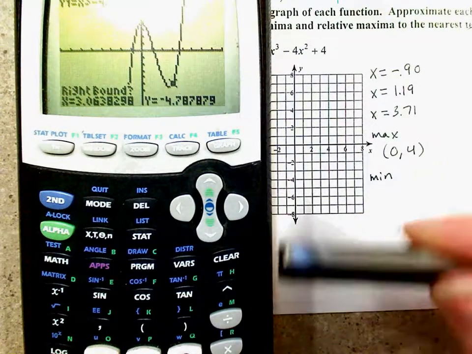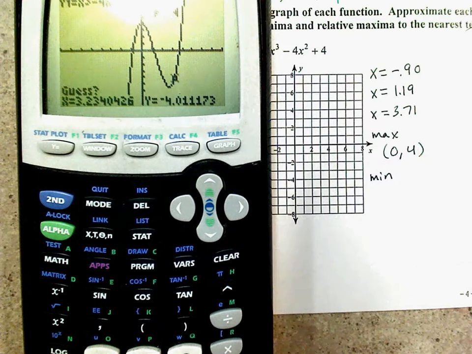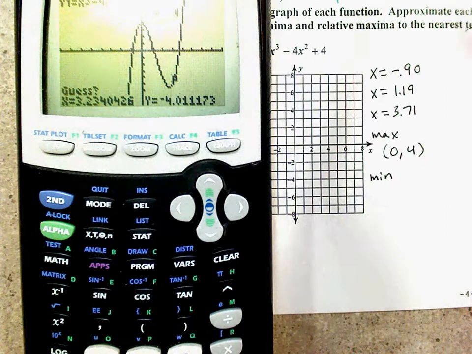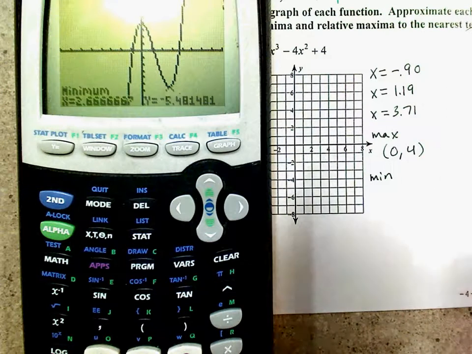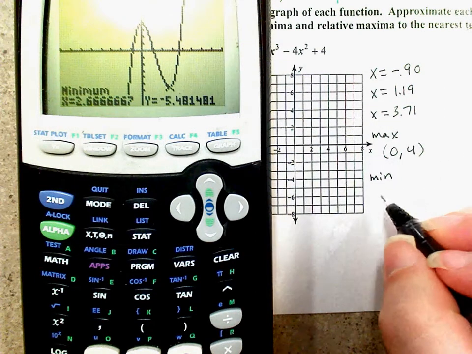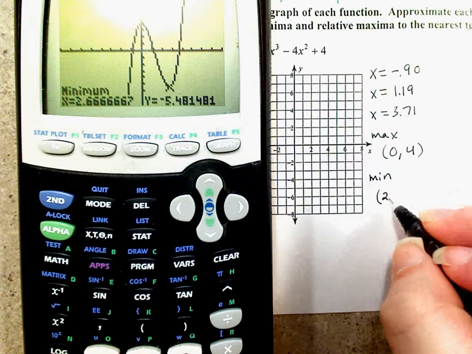Zero. It's just a different 0 from mine. Yeah. Because see, it doesn't matter, you still got 0, 4. You know what I mean? This is a different point. Okay. This right here, that's 0 because you have an e. Okay. There you go. So where is my minimum? Right, so 2.67, comma, negative 5.48.